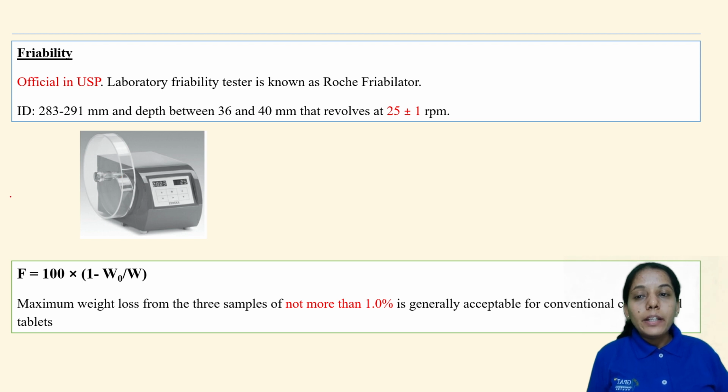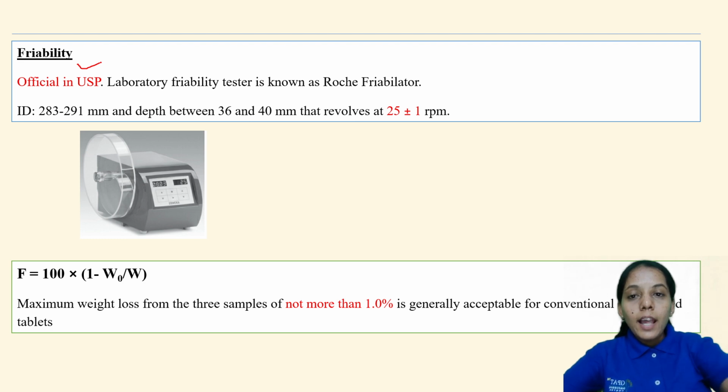Next is friability. Now very important, this one. Friability is important, it's official in the USP. Which test is official in the USP? Friability is official in the USP. The laboratory friability tester is known as the Roche friability tester. So this is the instrument. The internal diameter is 283 to 291 millimeter.